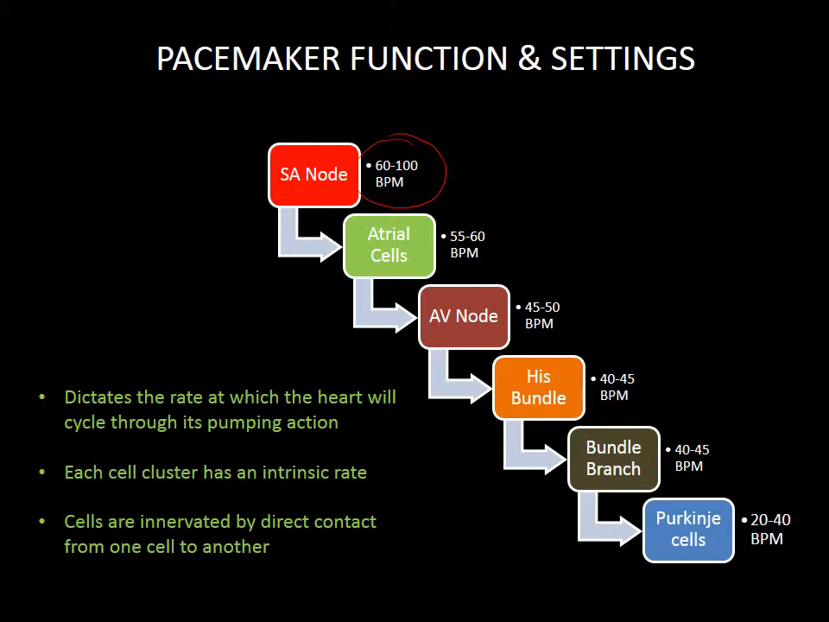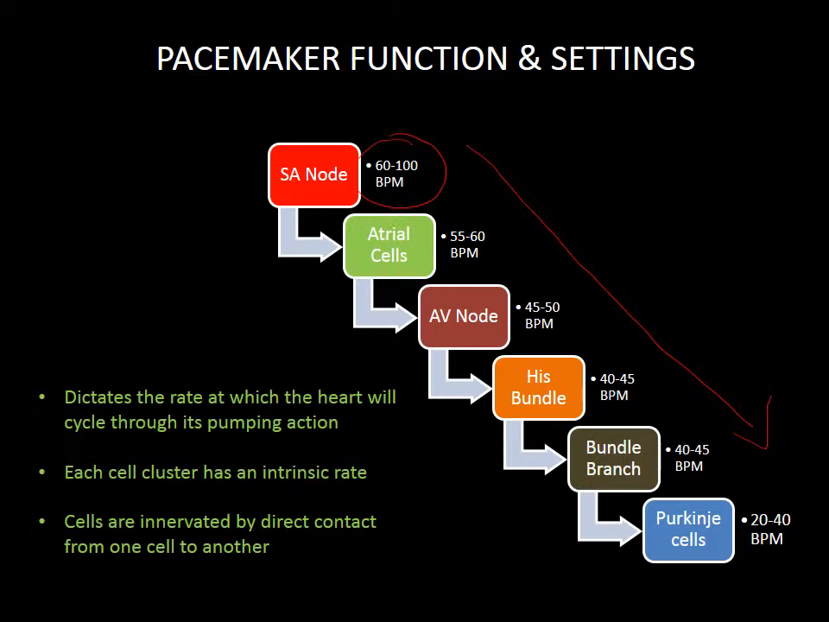Now the pacemaker function dictates the rate at which the heart will cycle through its pumping action. Each cell cluster has an intrinsic rate, which we see here: the SA node, the atrial cells, the AV node, all the way down to the Purkinje cells. The intrinsic rate of each type of cell is slower than the cells that precede it. You'll see the heartbeats are slower as we go down.